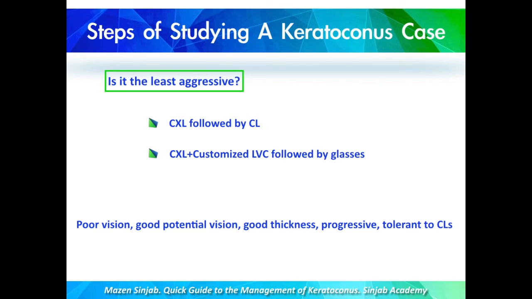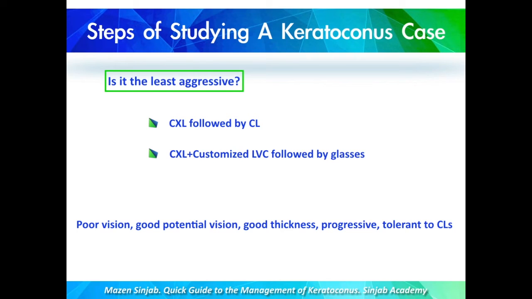But please remember, and tell your patient, that if we do corneal cross-linking and then contact lens fitting, in the future, if we want to do customized laser vision correction, we have to repeat corneal cross-linking, and if we want to do intracorneal ring implantation, it will be very difficult with unpredictable result.